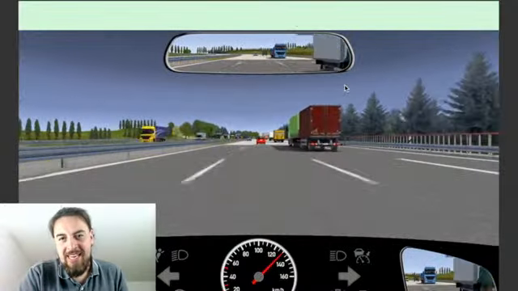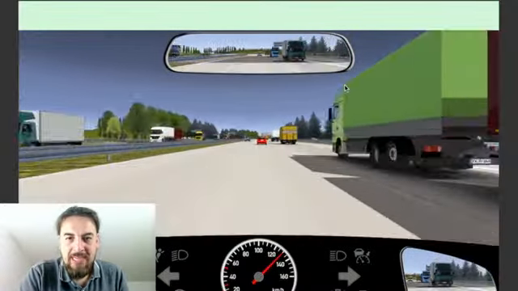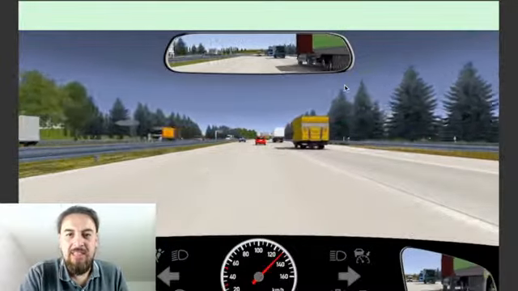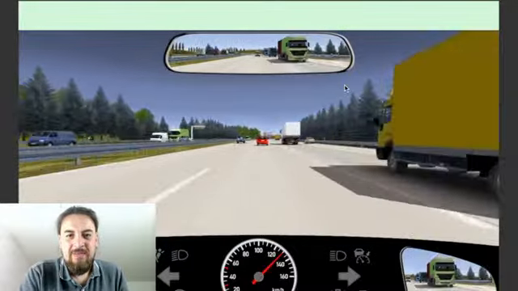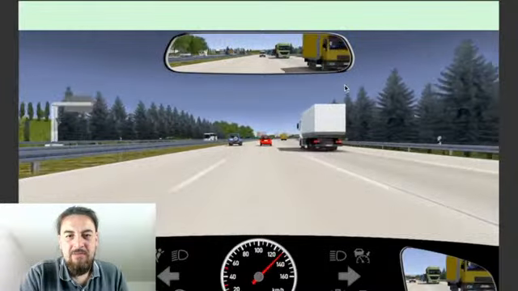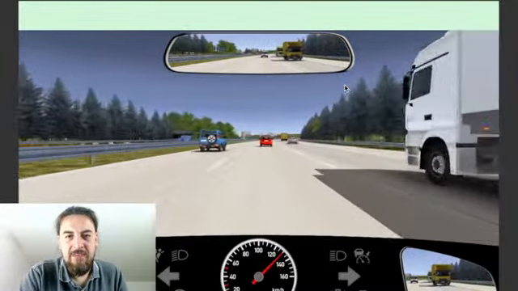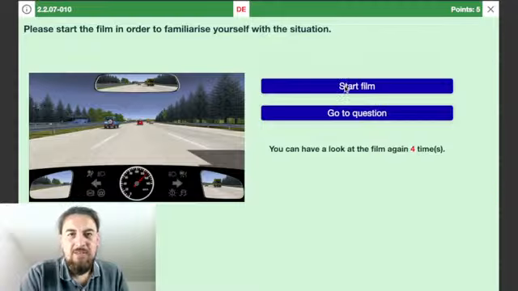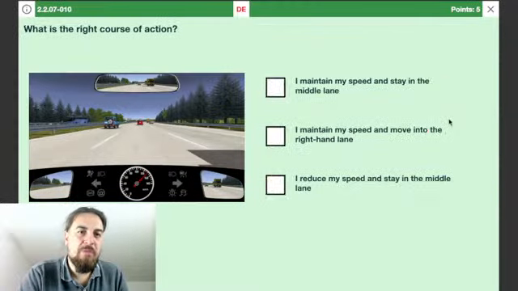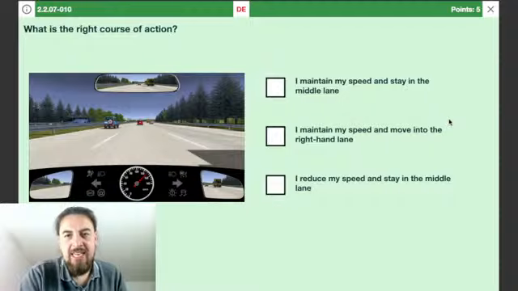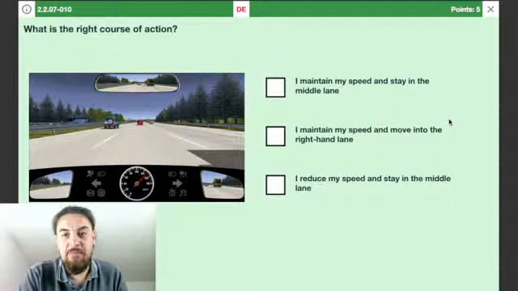Again, there was an exit. So keep in mind, where there is an exit comes an entry. Okay, you're driving 130, observe everything. Okay, let's go to the question. What is the right course of action? I maintain my speed and stay in the middle lane. I maintain my speed and move into the right-hand lane. I reduce my speed and stay in the middle lane.